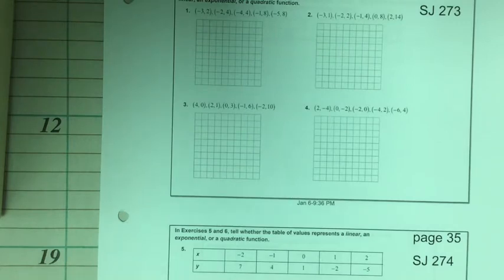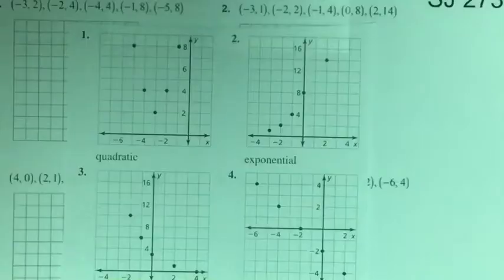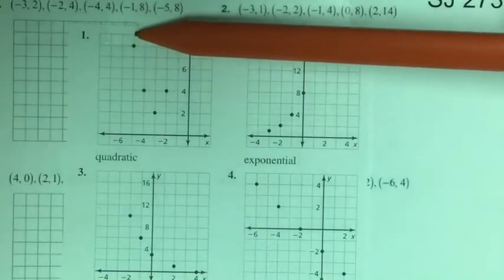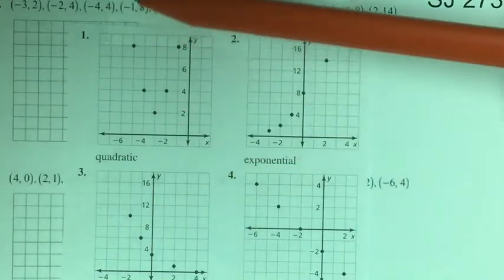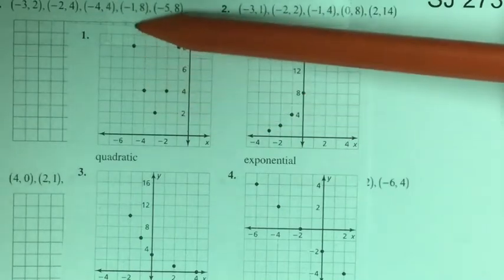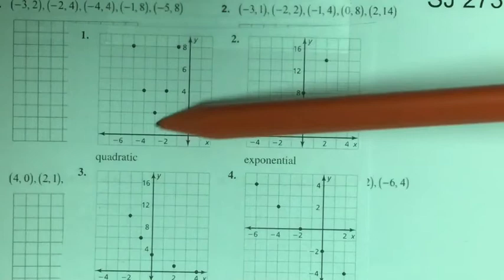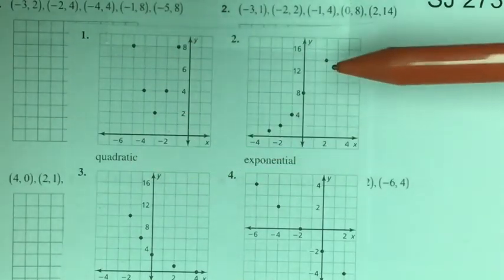You'll have to make your own x and y axis, and then you will have to tell whether they appear to represent a linear, an exponential, or a quadratic function. Here are the answers to 1, 2, 3, and 4. For 1, when you plotted those points, made your x and y axis, hopefully you can see that this makes that U shape that is characteristic of a quadratic. And so this one is a quadratic.